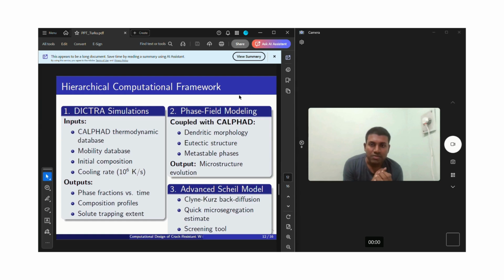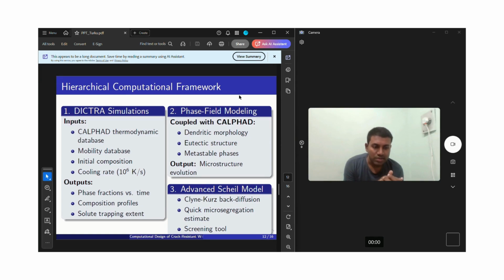The second comes into phase field modeling. The phase field method simulates the evolution of microstructure morphology itself, using CALPHAD data for local thermodynamic driving forces. The inputs include the thermodynamic or kinetic data from CALPHAD or DICTRA, interface properties, and cooling rate. The outputs are the visual and quantitative prediction of the dendritic morphology and the eutectic structure.